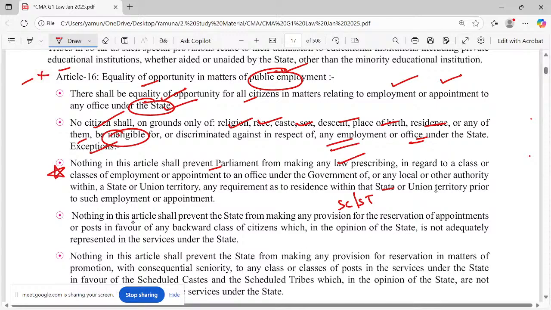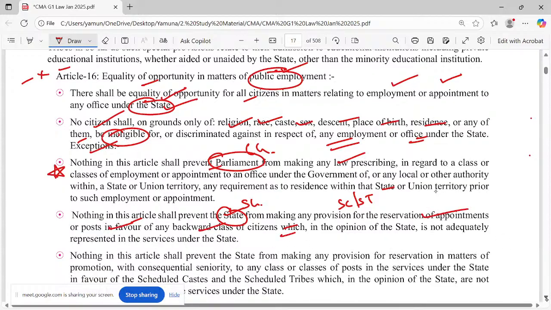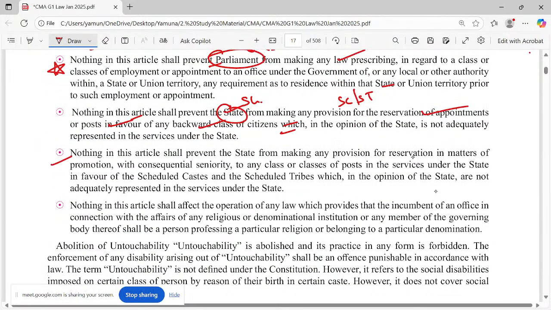And nothing in this article shall prevent the state. This is Parliament, the central government; this state is talking about the state government. Because we are making law, reservation of appointments or posts in favor of the backward classes and others. And not only that, here there is reservation in matters of promotion. People already in a job, where seniority is considered, can be given promotion on the basis of SC or ST.